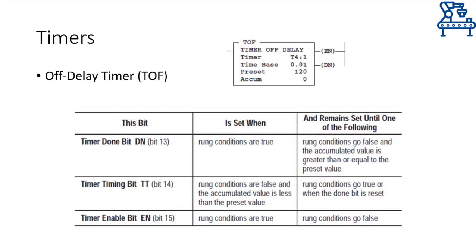On the contrary, the off delay timer, although it will have a similar block and require the same inputs for its working, the word 0 bits will behave differently than the word 0 bits of the on delay timer. In this case, the timer done bit will be set whenever the run conditions are true or run conditions are false and the timer is timing, and will be 0 if the accumulator value has reached the preset value.